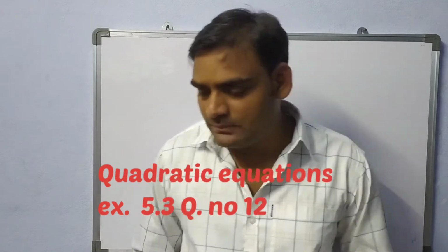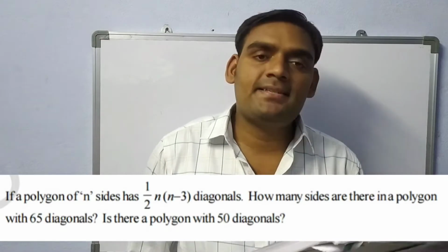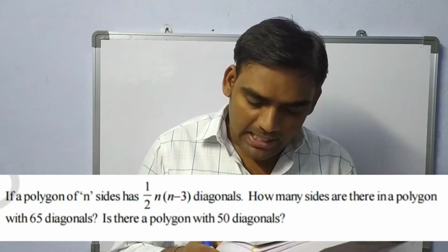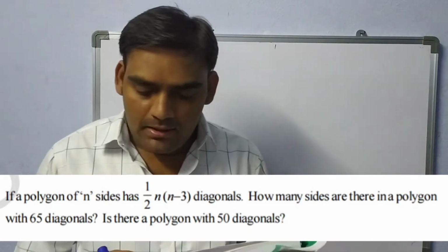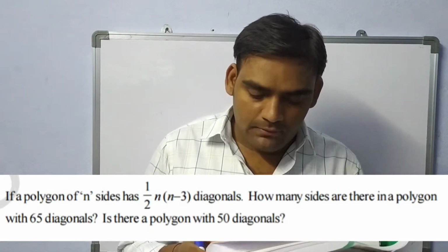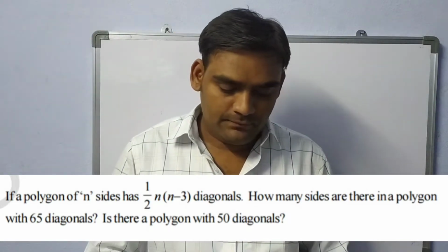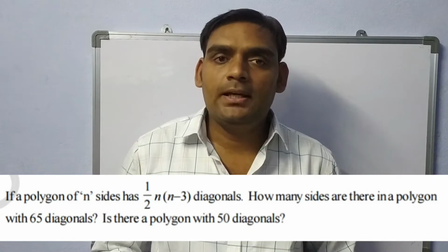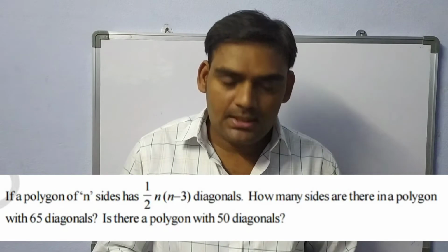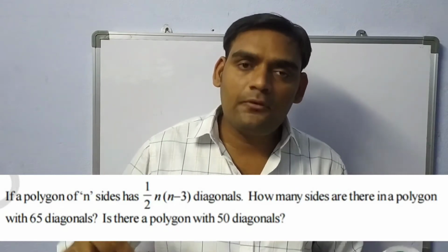In that last problem, that is the 12th problem. If a polygon of n sides has n(n − 3)/2 diagonals, how many sides will a polygon having 65 diagonals have? Is there a polygon with 50 diagonals? Here we need to find the sides of a polygon when it has 65 diagonals in the first part. Next, we need to find whether there is any polygon with 50 diagonals.